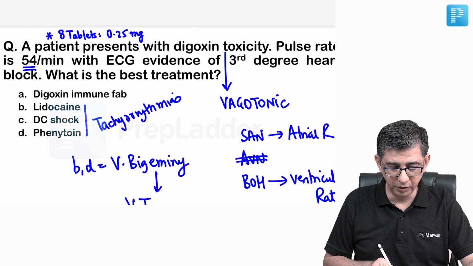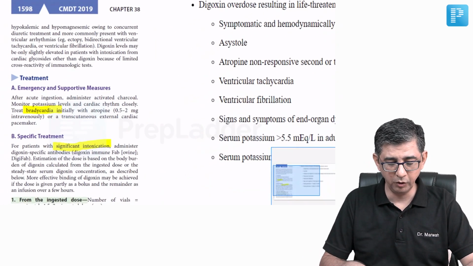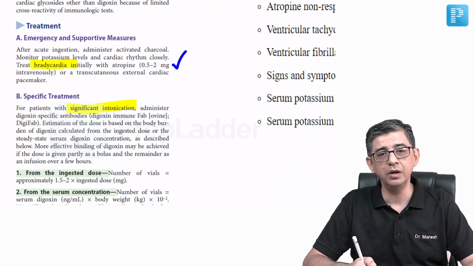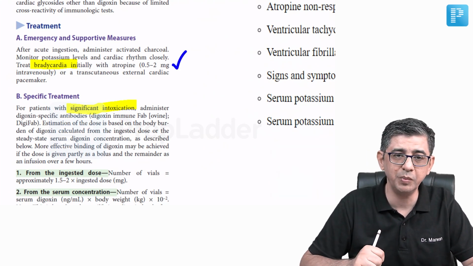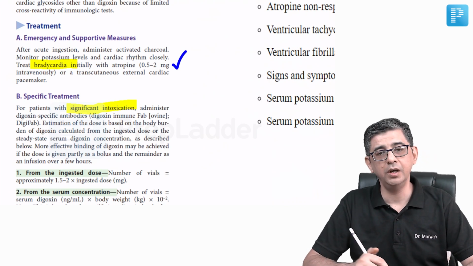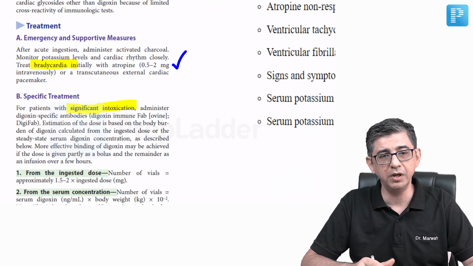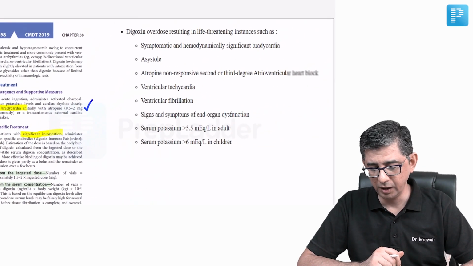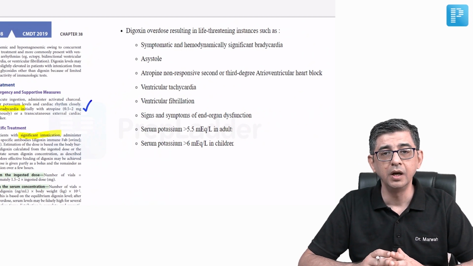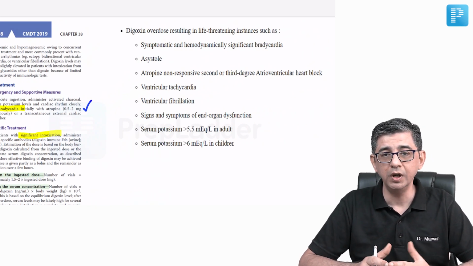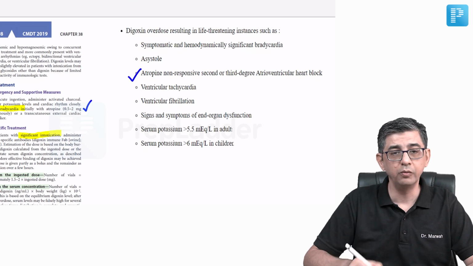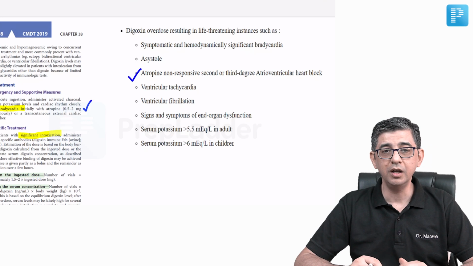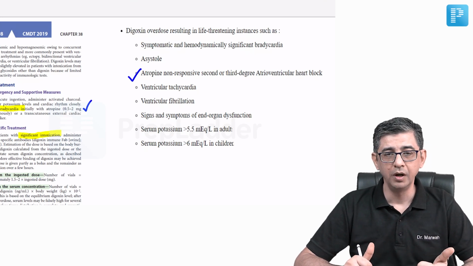But my point is, with digoxin toxicity and the vagotonic effect, there could be severe bradycardia. And for this person, initially we shall be using atropine and TCP, that is transcutaneous pacing. If it doesn't work, then subsequently we will have to go for digoxin specific antibodies, which we commercially know as DigiBind. Another table says, in digoxin toxicity, life-threatening instances, you will have to use DigiBind when digoxin toxicity is causing bradycardia that is non-responsive to atropine.